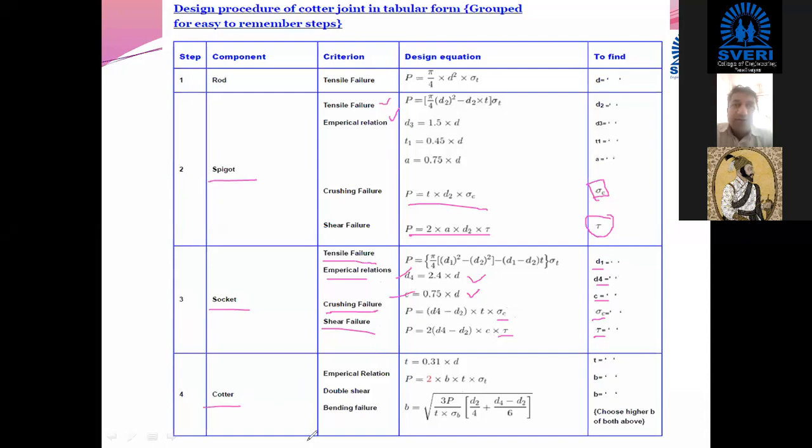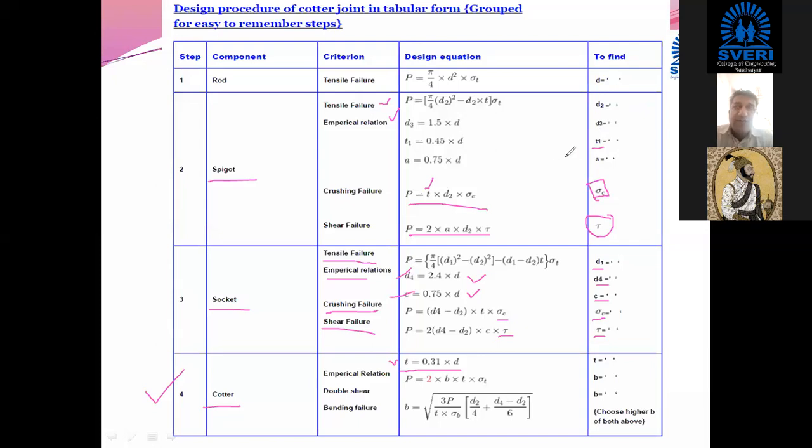Later we have seen the quarter, and for the quarter we first use the empirical formula. No doubt that this T is used here also. So first we can calculate this value, and then go for the design of the spigot, and use this value as the quarter thickness for the spigot design. Getting me? So you can change this sequence. You can design the quarter first after the rod, and then design the spigot and socket.